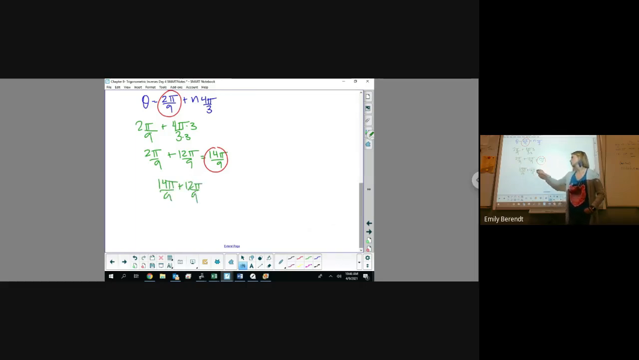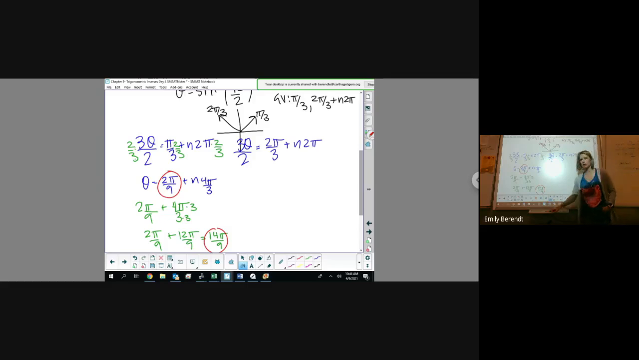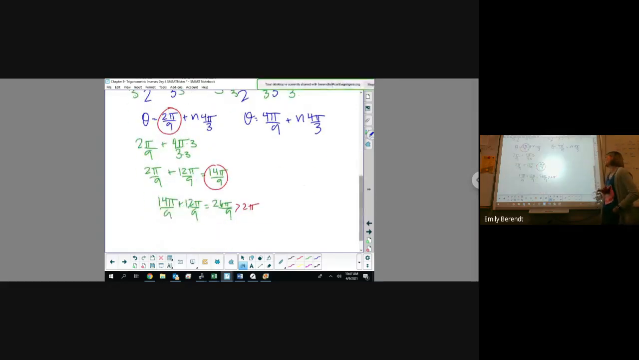And then we have the other side to work with. So 2 pi over 9, 14 pi over 9 so far. Multiply them by that reciprocal of 2/3. So theta equals 4 pi over 9 plus every 4 pi over 3. First answer after the equal sign: if it fits, it works. Does 4 pi over 9 fit? Yep. Third answer.